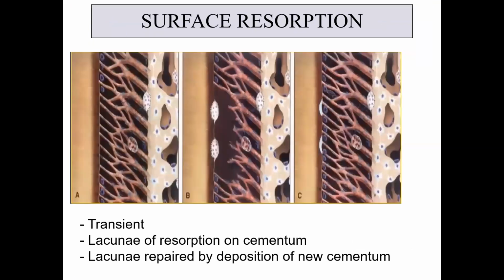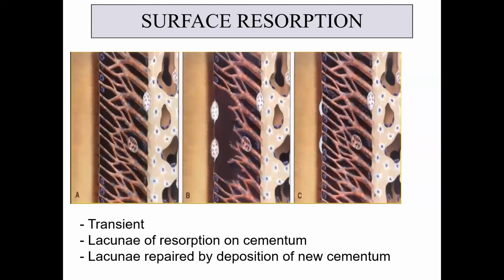Just briefly, the schematic drawing will show you that this is basically what happens in surface resorption. Surface resorption is one of those resorptions that we say is transient. So it's a resorption that will stop. It will start and it will stop as long as there is nothing else, the patient is not immunocompromised, maybe.